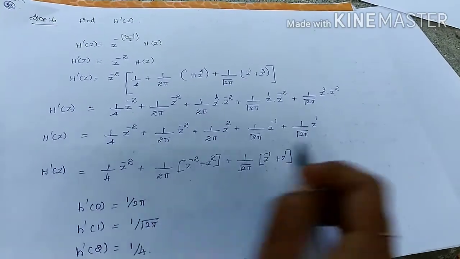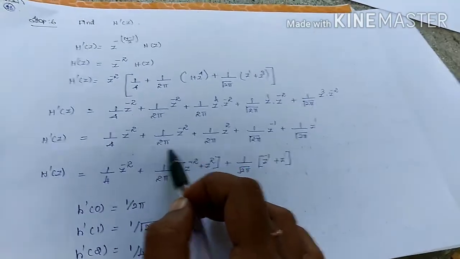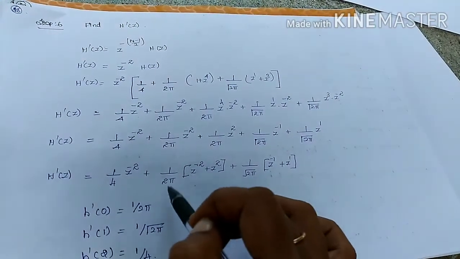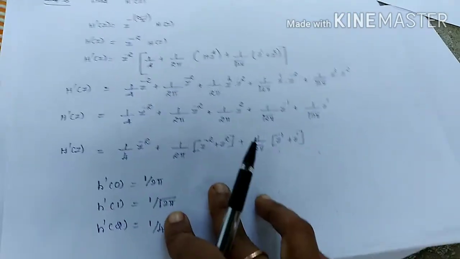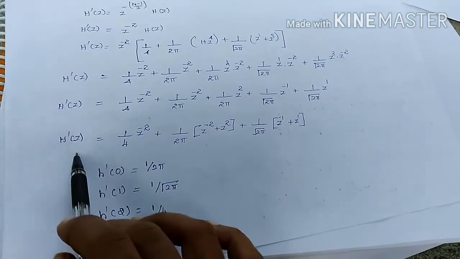So finally we get this format, 1 by 4 z power minus 2. For the common steps, we have to take the common constant outside. So finally 1 by root of 2 pi into z power minus 2 into this term. So considering this, this is the final answer for h dash of z.